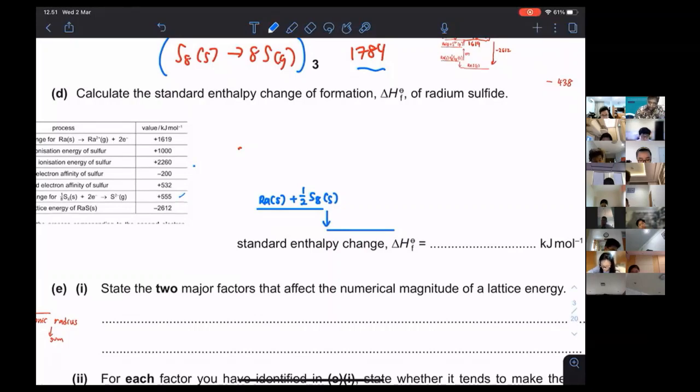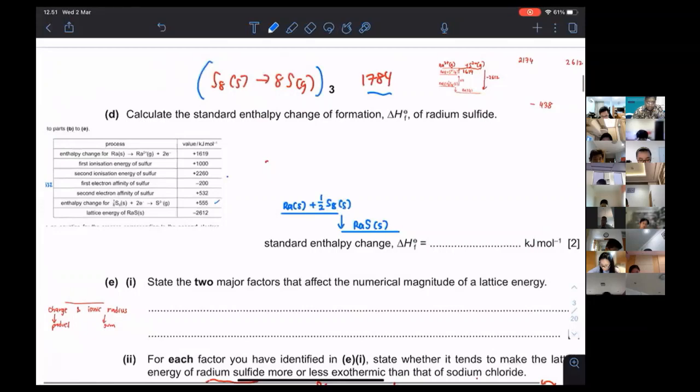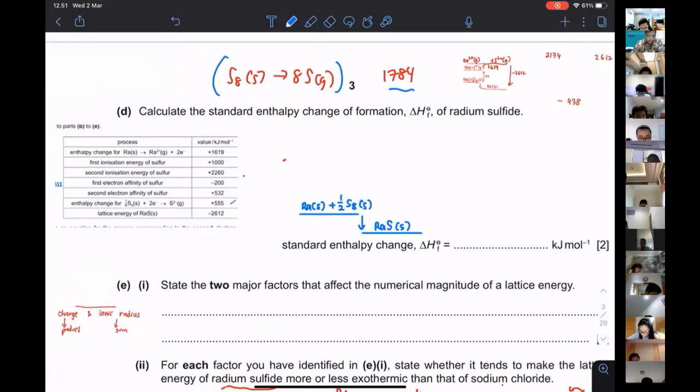So I'll just say this is Ra, S, so solid. Okay, radium in solid. S8 is going to be in solid form. Okay, and then they give you Ra as solid. Yeah, that is enthalpy of formation.